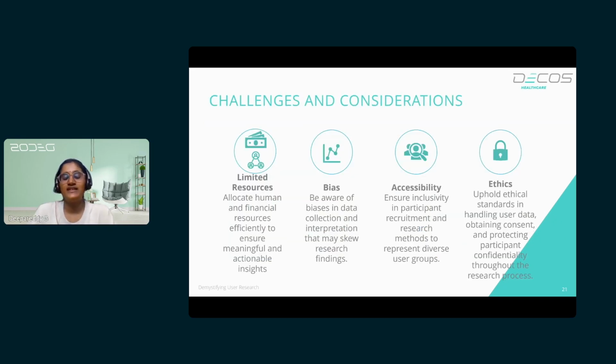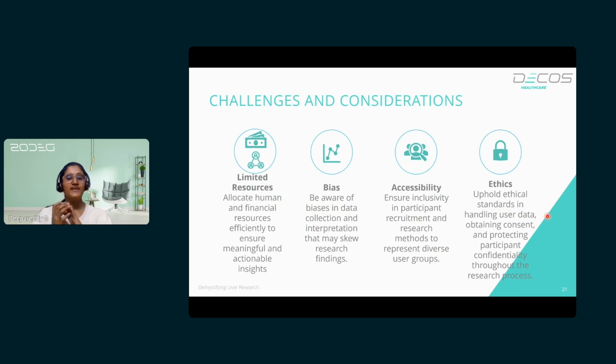So now that we have seen the steps involved in user research, and also a real-life, real-time example, it's most important to recognize that this process also involves several challenges and considerations. It is not just in one go that the research happens. There are a lot of challenges that we have to consider, and a few important items to be noted, which must be addressed throughout the user research process, starting with limited resources, bias, accessibility, and ethics.